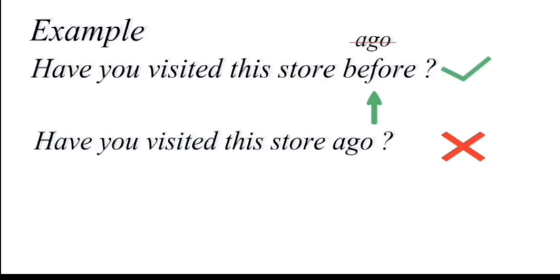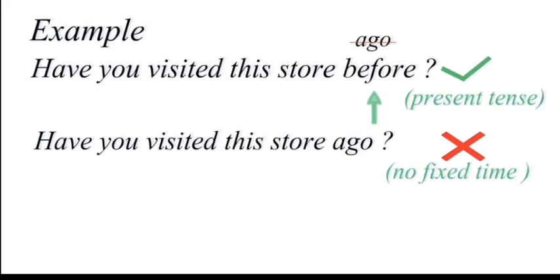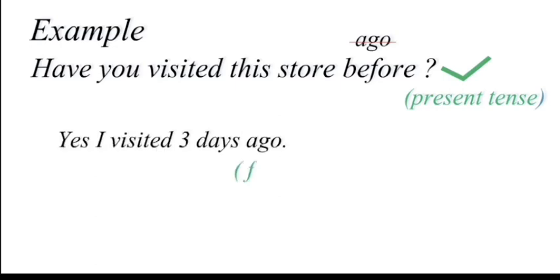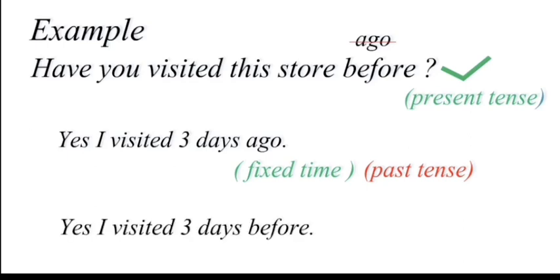There are two reasons for that. First, the sentence is not in past, it is present perfect tense. And second, there is no fixed time in the sentence. Before means what? Before today, right? Now when you answer this question, you would say yes, I visited 3 days ago. Notice here, we have the fixed time, 3 days. Also, the sentence is in past tense. And in the same way, you can't say, yes, I visited 3 days before. It would be a wrong statement. I hope it's clear to you now.